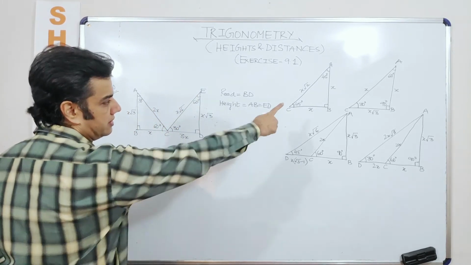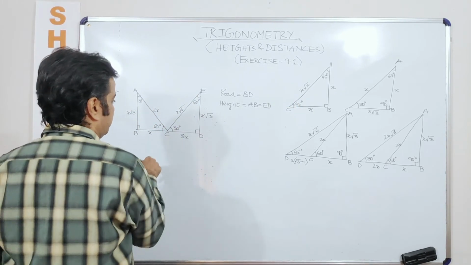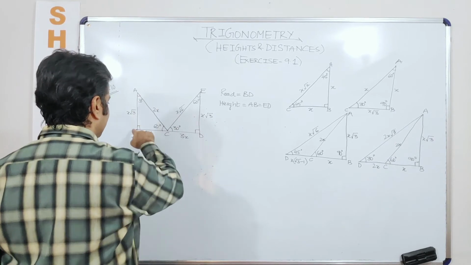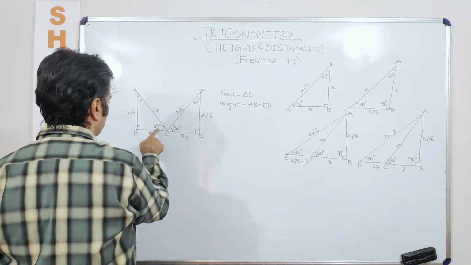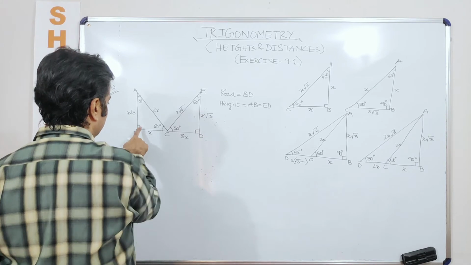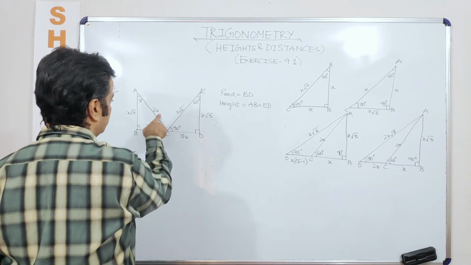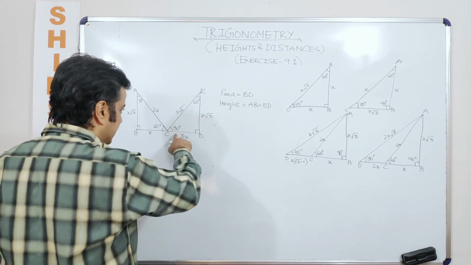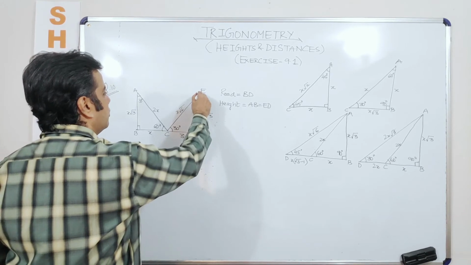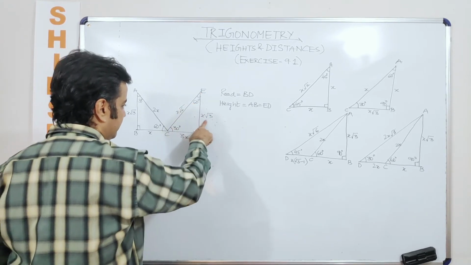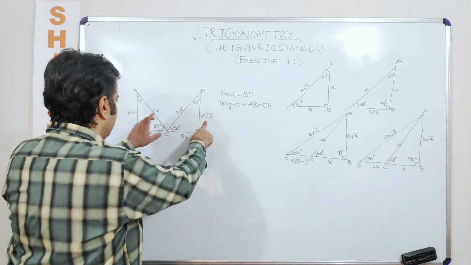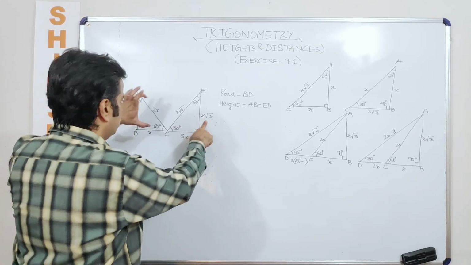So now, using the same 30, 60, 90 triplet, if I talk about triangle ABC, the side opposite to 60 degrees is x root 3. In that case, the base becomes x and the hypotenuse is 2x. Talking about the triangle ECD, the side opposite to 30 degrees, if it is x, now it cannot be x, now it has to be x root 3 because both these heights are equal.